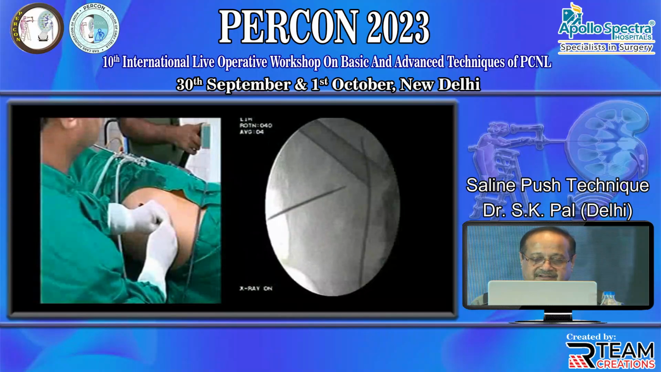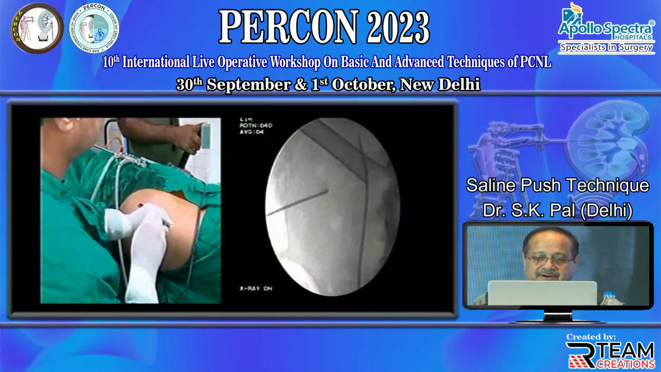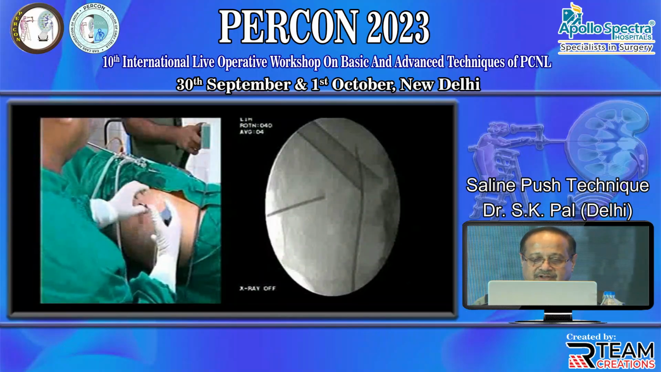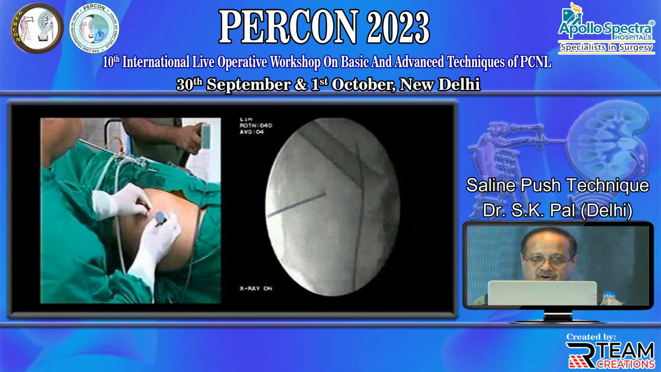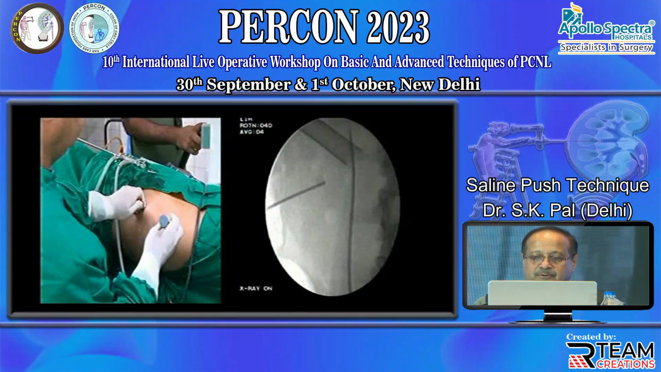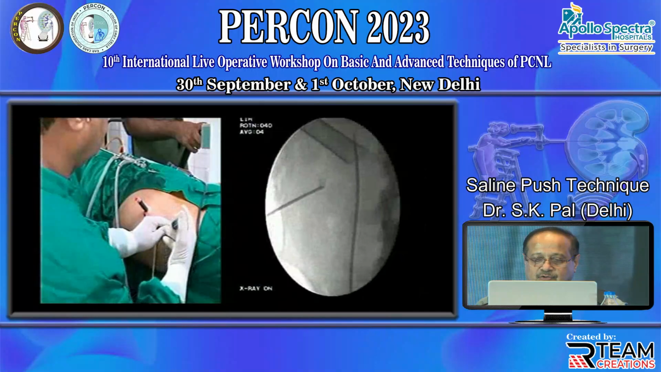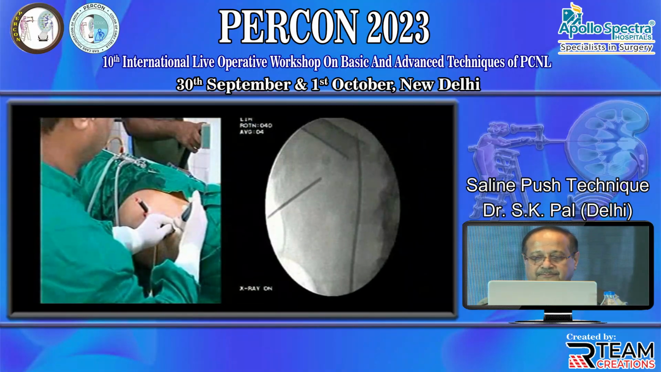Take out, this is a 3-part needle. So inner part of the needle has been removed, outer part is in situ, 20 ml syringe put there. Now Amplatz sheath has to be withdrawn because Amplatz sheath may be blocking the infundibulum from where the stone will come in front. So it has to be withdrawn a little bit, and now the saline push.